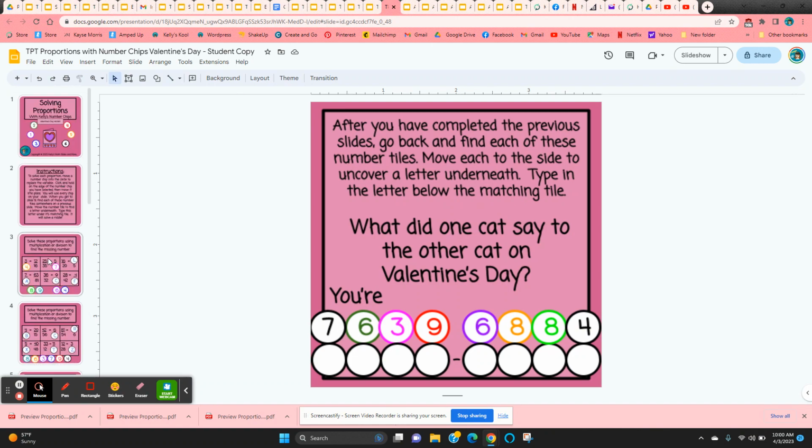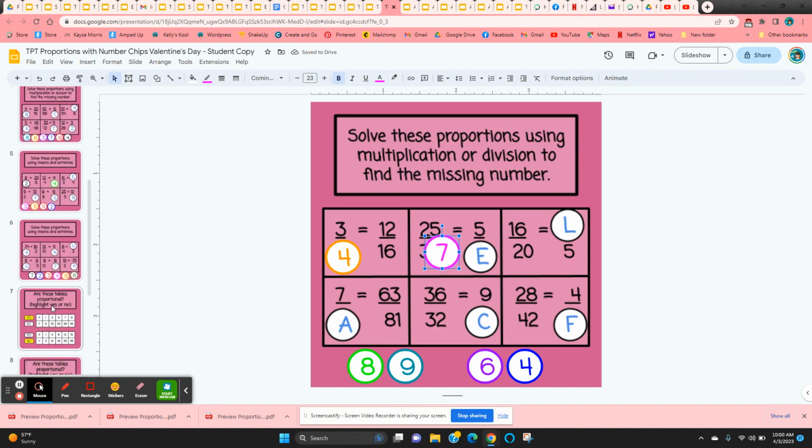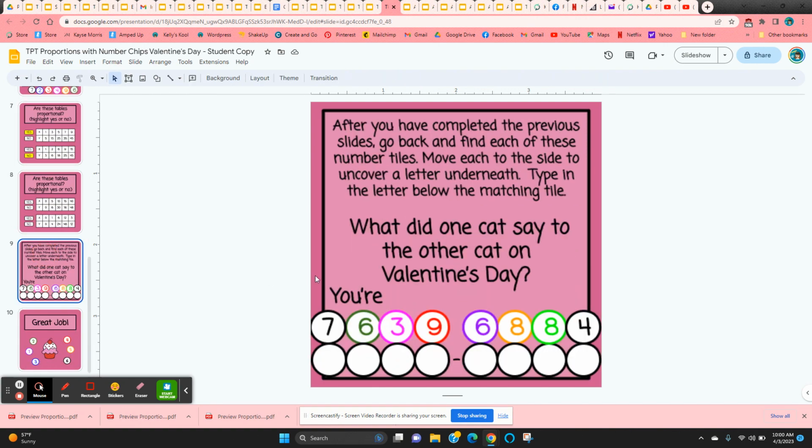When they find that particular chip, they're going to move it to the side, and there'll be a letter underneath. They're going to type that letter on the final slide underneath that colored chip, and it will solve that riddle. And that is Proportions with Number Chips, the Valentine's Day version.